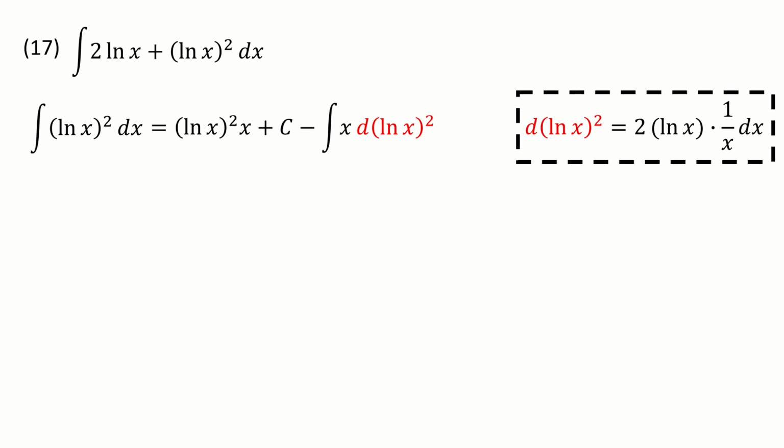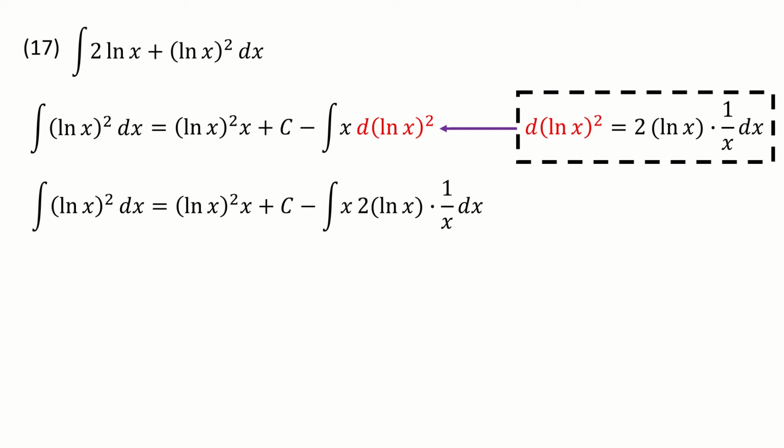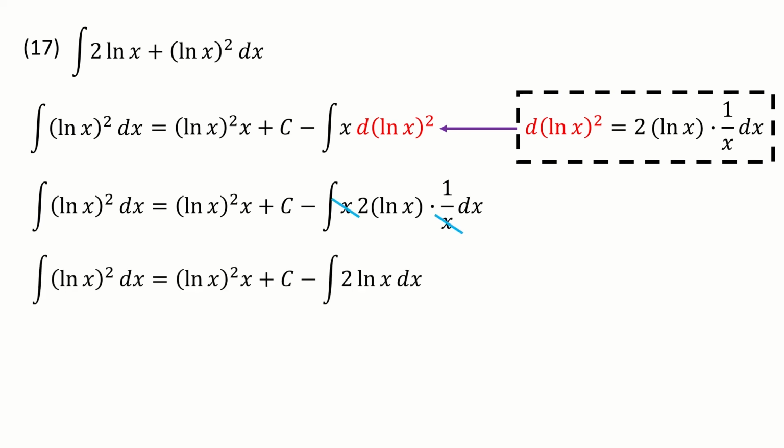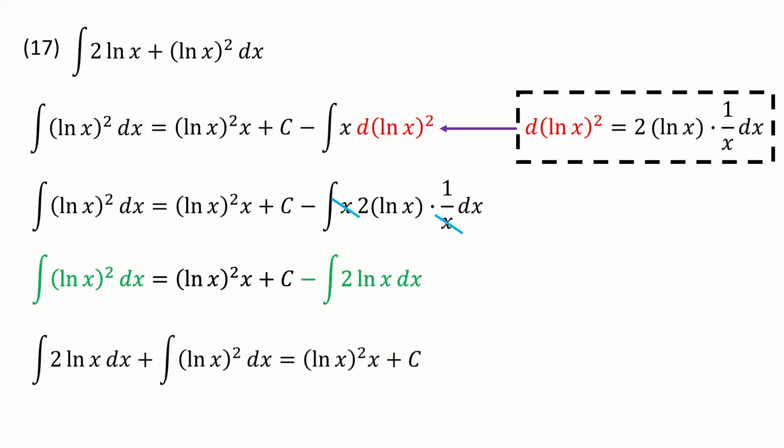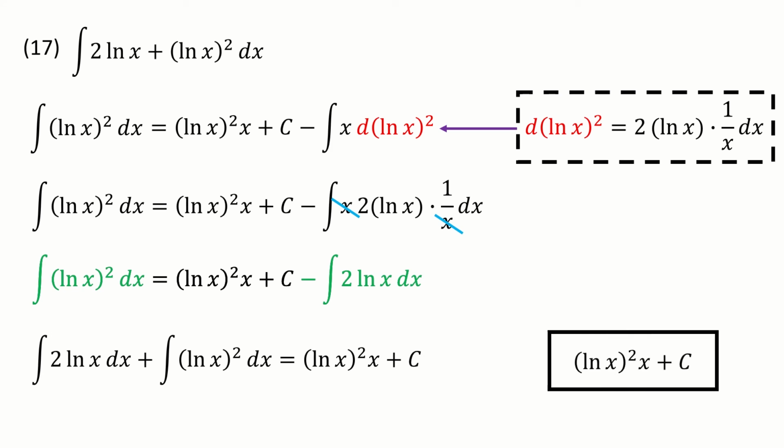Note that for the d log squared term, after we take the derivative, we got 2 log x times 1 over x dx. Then we replace this d log squared term by the right hand side inside this box. And we got here. And the x cancels out. So we got here. If we look at the terms colored in green, they are exactly what we are solving for. So we move them to one side. Then we immediately got the result.